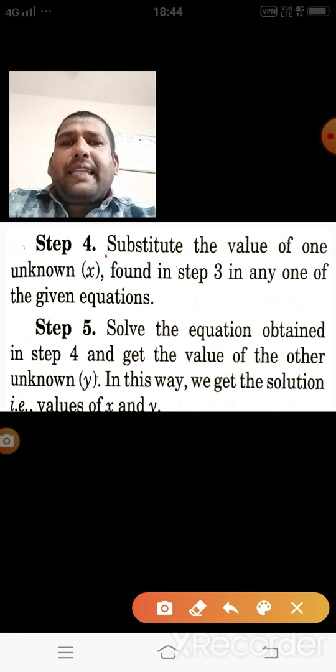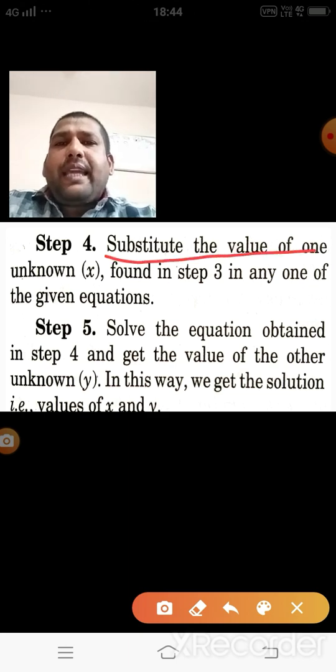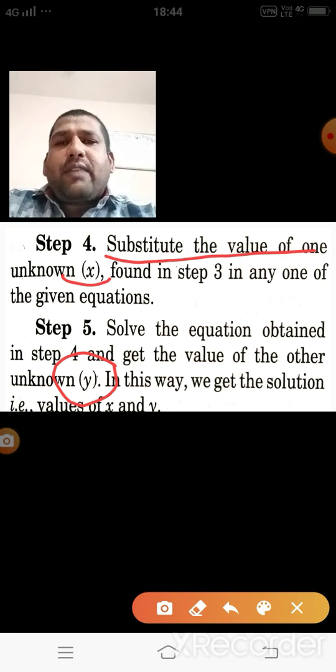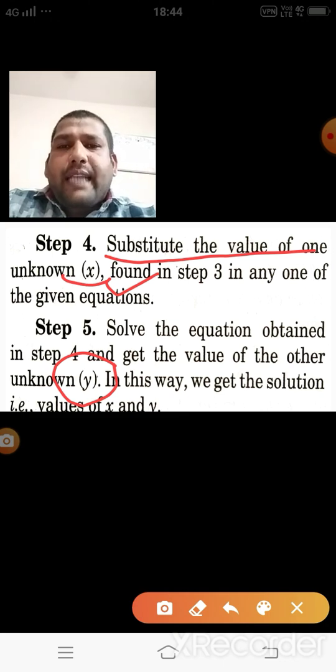If you get the value of one variable by the elimination method, you may put the value of that variable in either of the two given equations, and on solving that one you will get the value of the other variable. That means suppose you find the value of x by the elimination method and put the value of x in the other equation, then you will get the value of y.